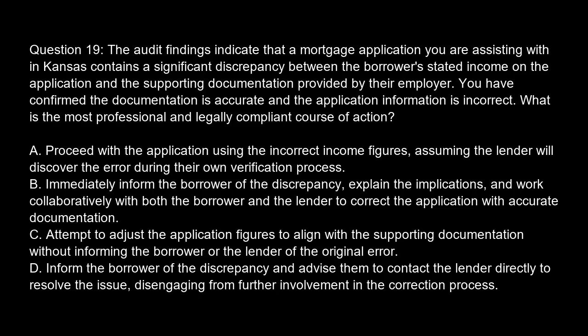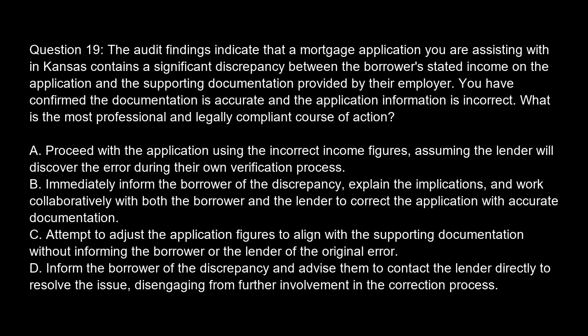Question 19. The audit findings indicate that a mortgage application you are assisting with in Kansas contains a significant discrepancy between the borrower's stated income on the application and the supporting documentation provided by their employer. You have confirmed the documentation is accurate and the application information is incorrect. What is the most professional and legally compliant course of action?